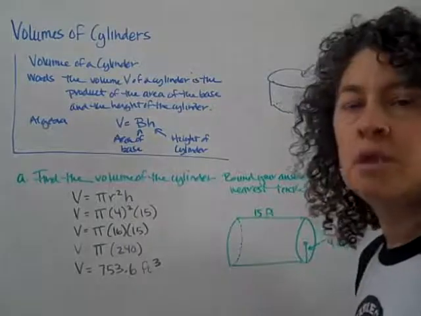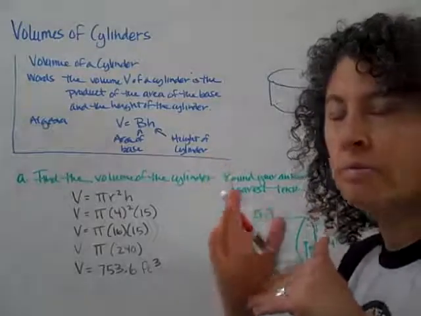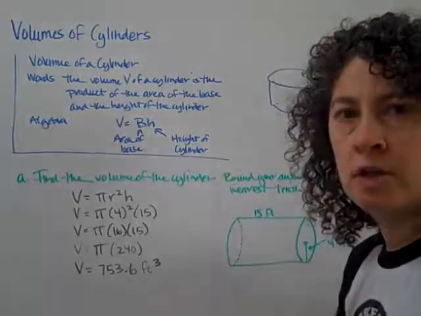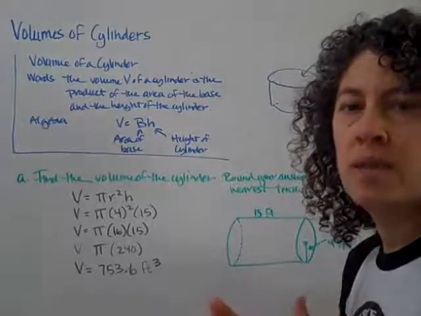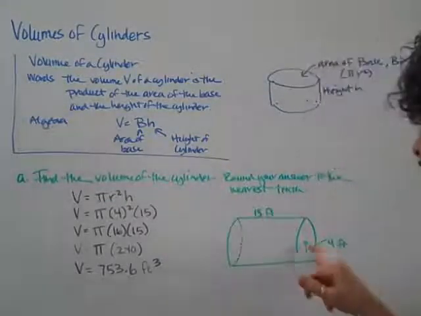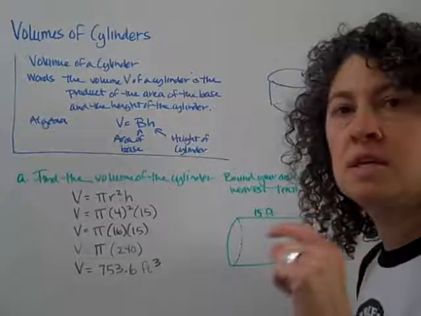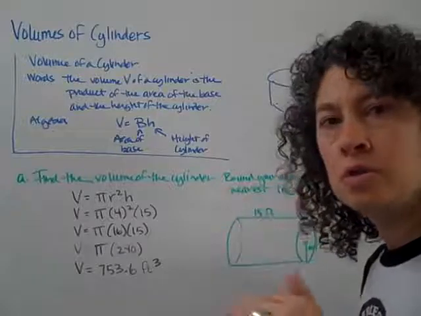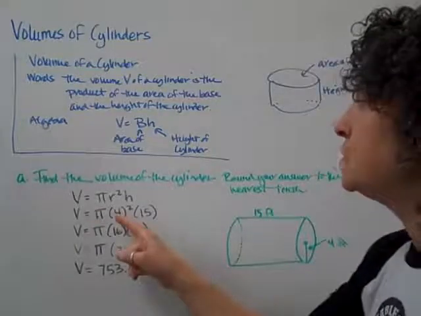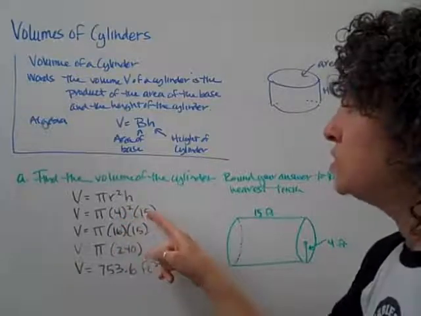The height and the base are always perpendicular to each other. So the height and the base always make a right angle. Any shape, any figure that you talk about, if they talk about height and base, those are always perpendicular to each other. And then here is my radius of 4 feet. Remember, the radius is from the center of the circle out to the circumference. So I'm going to substitute in my radius, which is 4 here. I'm going to substitute my height, which is 15.